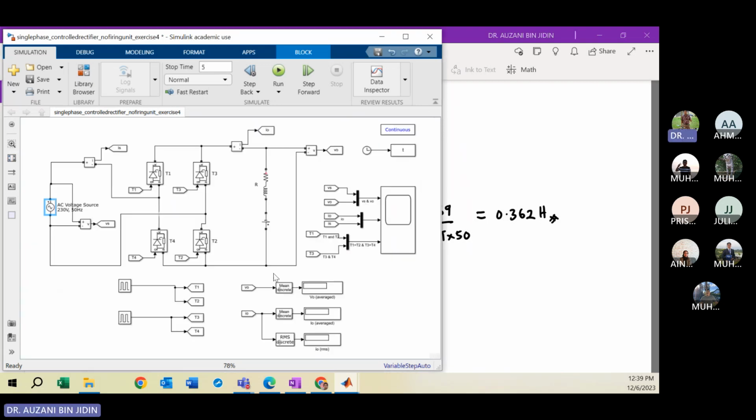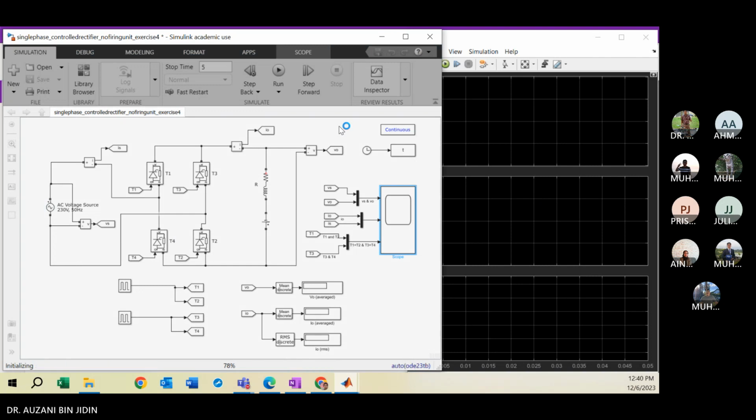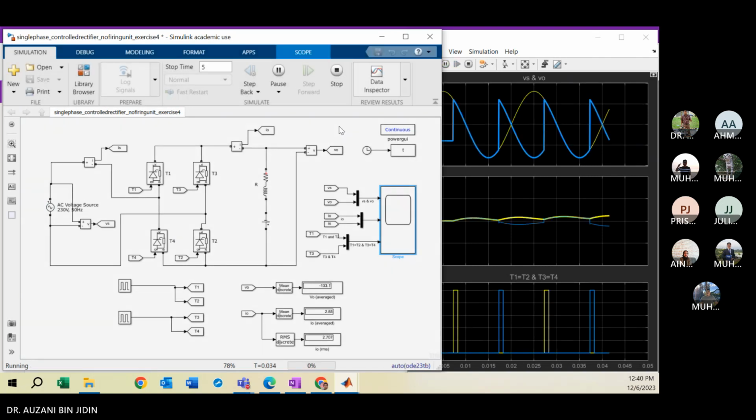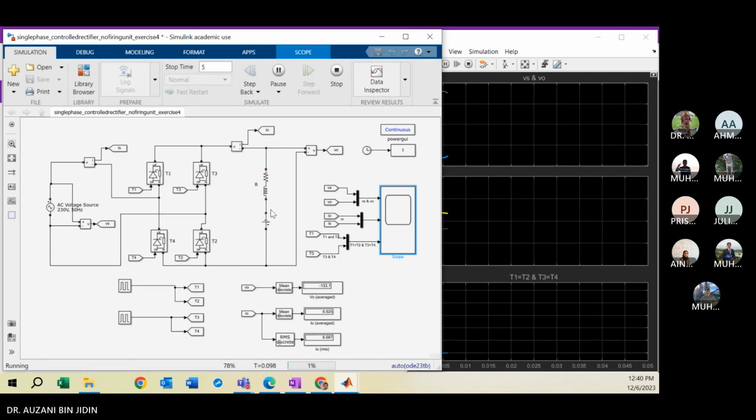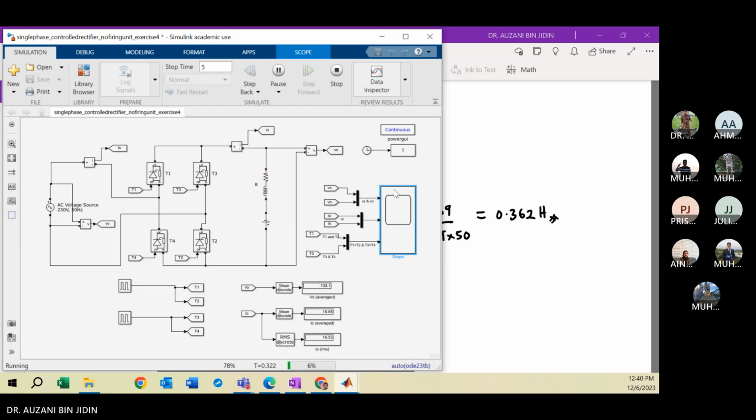Okay, then let's try to simulate. Run the simulation. In order to make the simulation run faster, it is recommended to close this scope window. You can compare its progress. So now it's 8%, 9%, 10%. Okay, we wait until 100%.